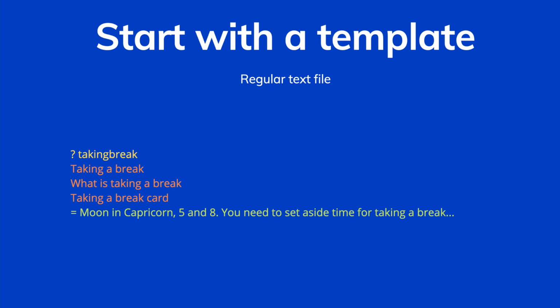Realistically, you can just put taking a break, and Google and Echo will fill in the blank. In other words, if it hears taking a break, and that's the only taking a break you have, it'll route directly to this command. Now you have an equal sign after your commands. And my taking a break is Moon in Capricorn, 5 and 8. That's the numerology. And then you need to set aside some time for taking a break. I have like 2 sentences. You don't want to put 4 paragraphs of text, because Alexa and Google would be reading that all day. So it's better to just put 2 sentences, 3 sentences maximum, and you're ready to go.